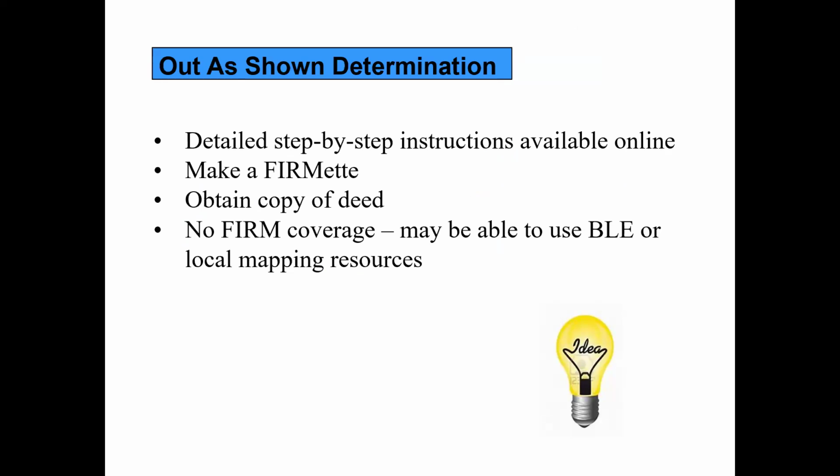So that's basically it. You have those step-by-step instructions, you make a request, you send a copy of the deed, and then yeah, you can have a local map or some map that shows that it's not actually mapped in, and that will fix that.